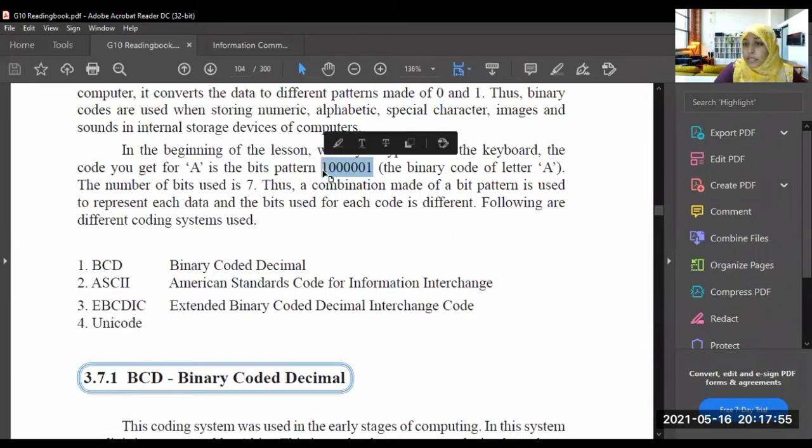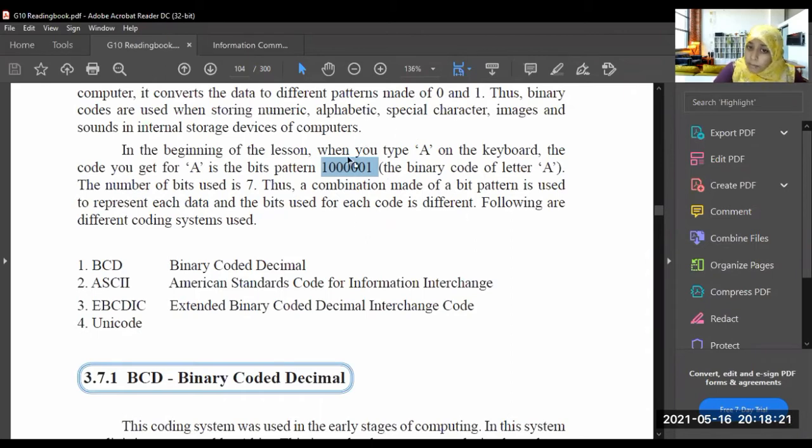You know what a bit is. This is a bit. This is a bit. This is a bit. So here in the letter A, the binary number pattern is this one, and there are 7 bits. Thus, a combination made of a bit pattern is used to represent each data, and the number of bits used for each code is different.